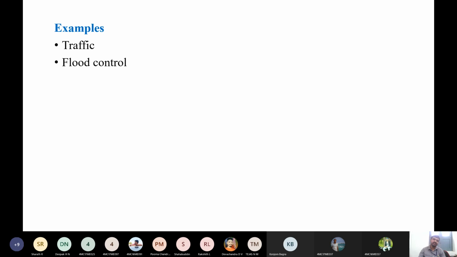As engineers, at times they have to make decisions. They don't have any other options.